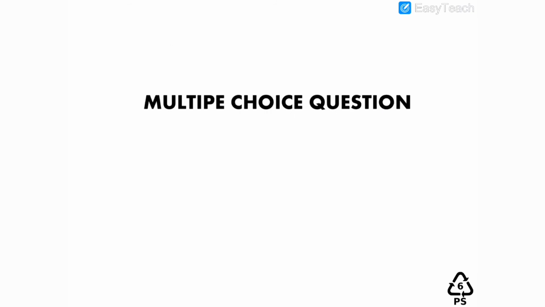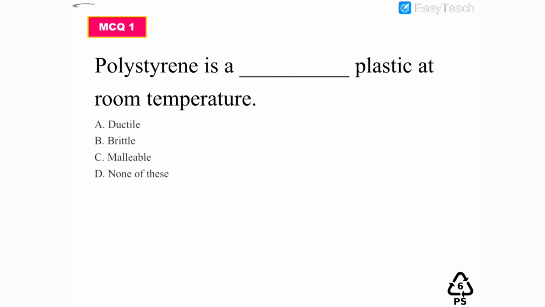Now we look at some multiple choice questions about polystyrene. The first question is, polystyrene is a dash plastic at room temperature. A. Ductile. B. Brittle. C. Malleable. D. None of these. The answer is, polystyrene is a brittle plastic at room temperature.